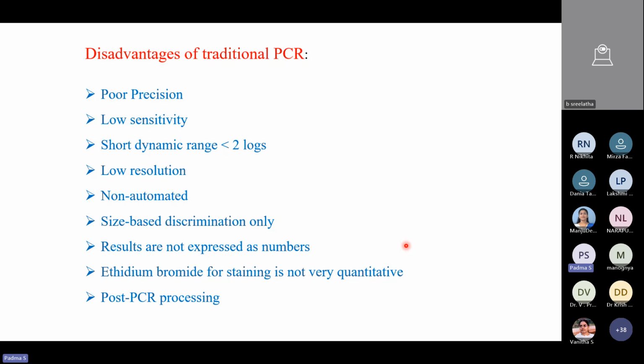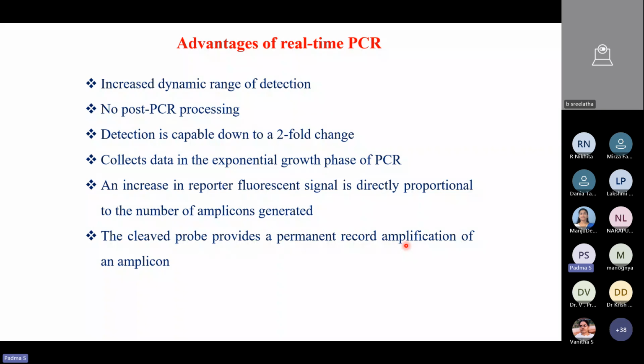At the end of it, you are only visualizing the size of the product, but you are not visualizing the number of copies. Quantitation is not there. So these are the disadvantages and advantages of real-time PCR.